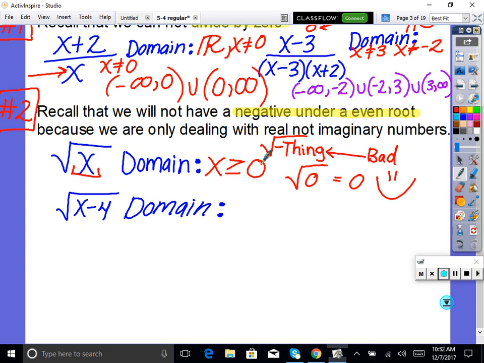Now look, let's see why that makes sense. What's a number greater than 0? 1. Square root of 1, is that okay? 2, 3, 4, 5, 6, 7, 8. Yes, I can plug all those things in. But watch, if I go below 0, negative 1, it's a problem. Does everybody agree? Now, plug in 0, square root of 0, 0, that's all good. So does everybody get that?